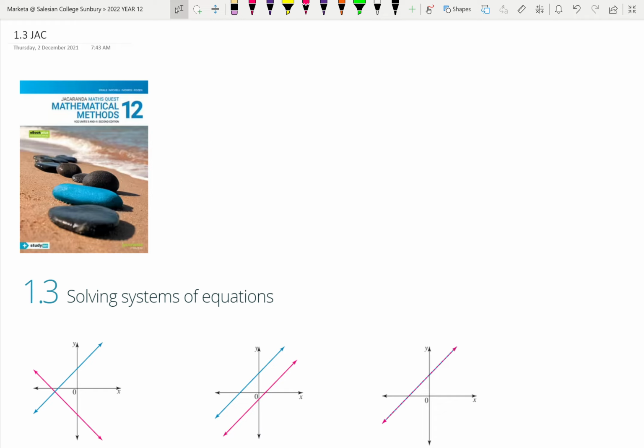Everyone, today we're going to be looking at an example from exercise 1.3 from the JacPlus textbook. I'm only going to be doing the first example, which is where we look at the conditions for one solution, no solutions, and infinitely many solutions as well.